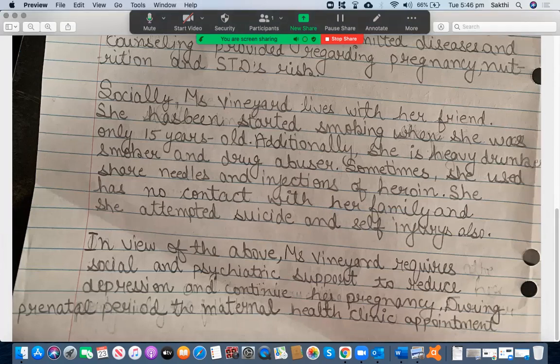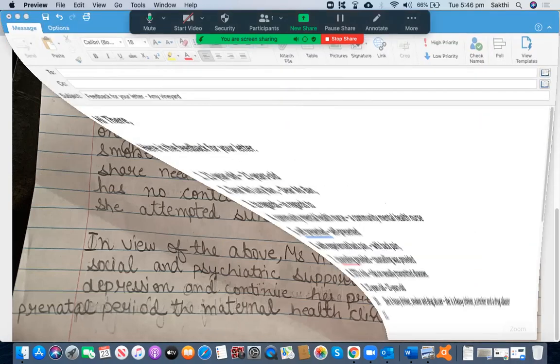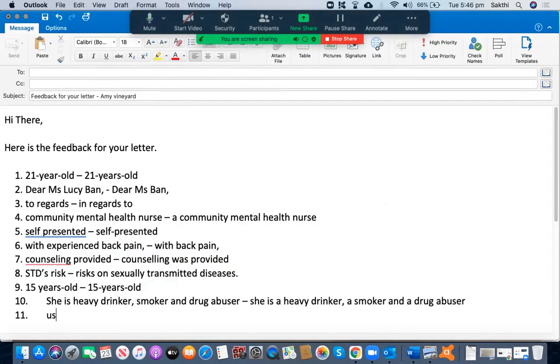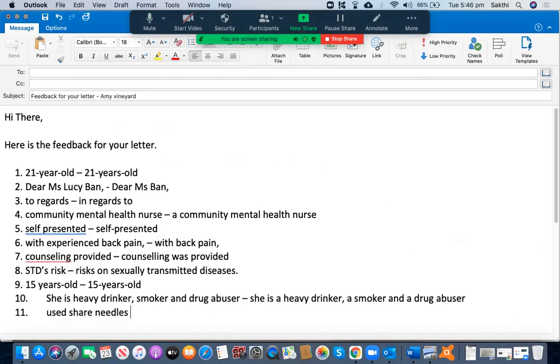Sometimes she used shared needles, and injections of heroin. So it should be shared needles. Sometimes she used shared needles. It's not used share needles. That's wrong. So what you should have done is use shared needles. Otherwise, you can simply say she shared needles. That's fine.